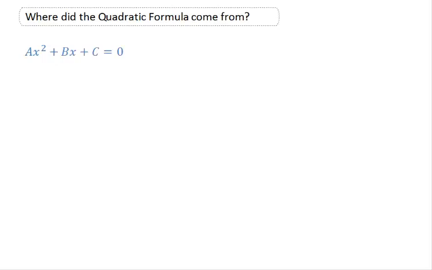So I'm just going to take this quadratic equation put in standard form here of ax squared plus bx plus c, and I'm going to complete the square with it, and that's going to show you how the quadratic formula was invented. So my steps. The first step is to get rid of my leading coefficient a by dividing everything by it.